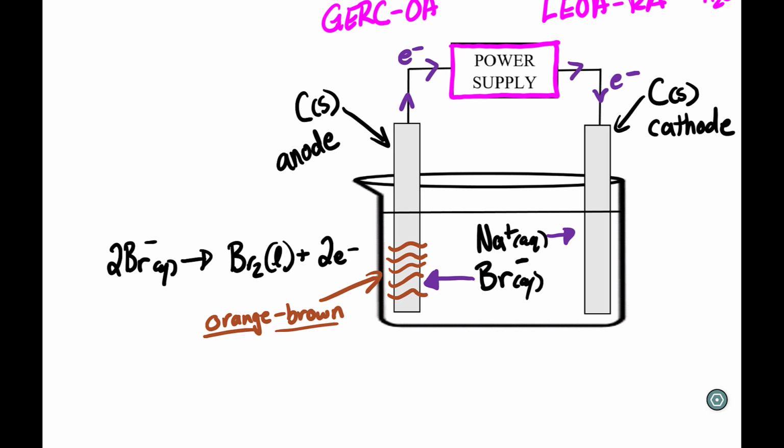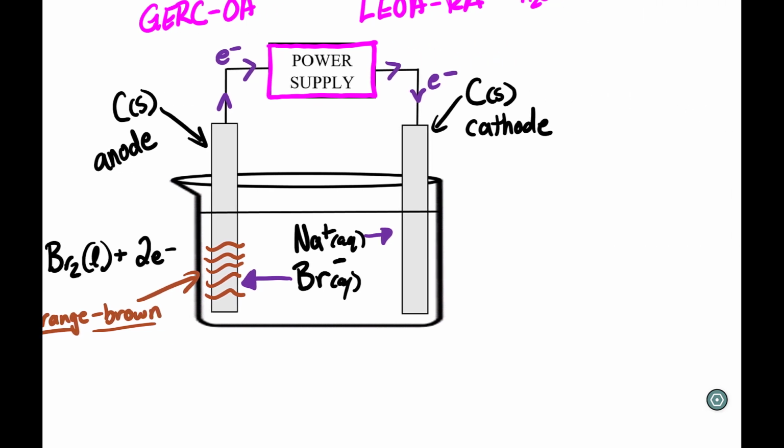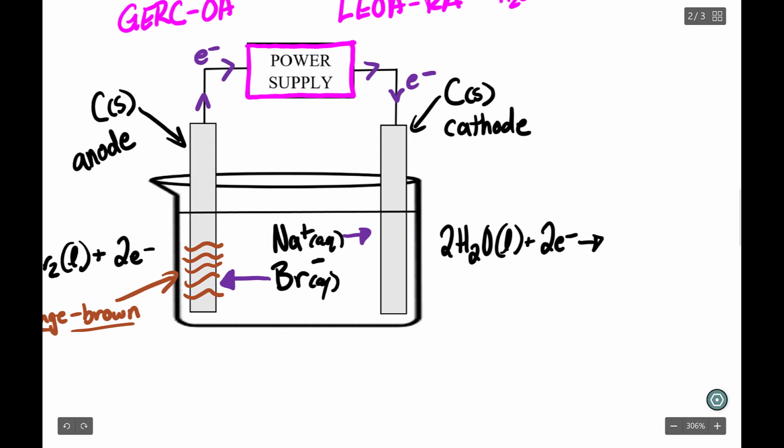Going over to the cathode side, I have water reacting at the cathode. Now, this isn't the same half reaction that we had in the previous question. In the previous question, the water was the reducing agent. In this one, it's the oxidizing agent. So water as an oxidizing agent is a little bit different. So it's 2 waters plus 2 electrons. This is going to form hydrogen gas, and it's also going to form hydroxide ions.